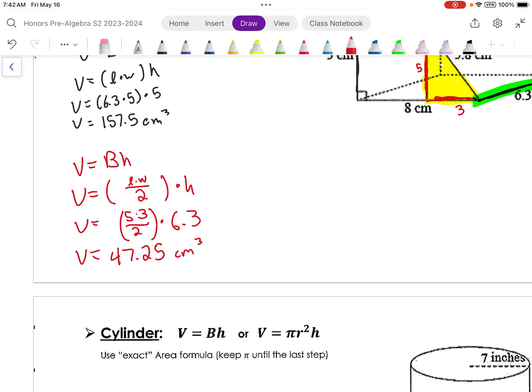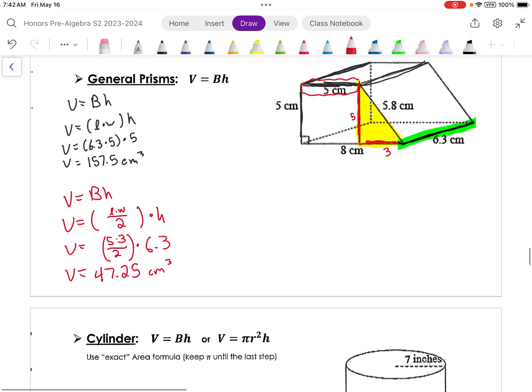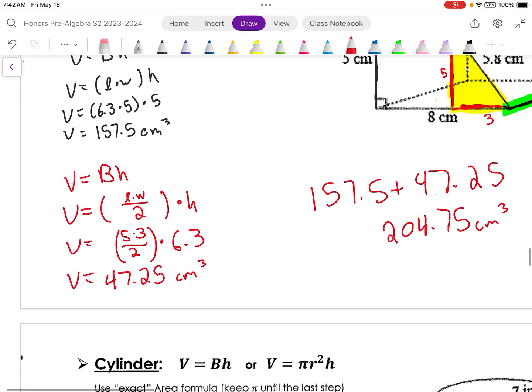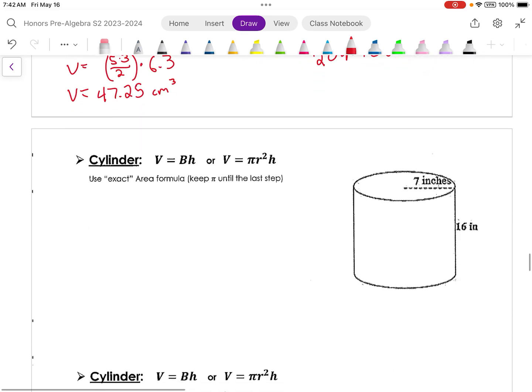Alrighty. So from this point now, we need to go ahead and add these together. And if we do that, 157.5 plus 47.25, and let me type that into my calculator. That gives us 204.75 centimeters cubed. Alrighty, let's go ahead and move on.